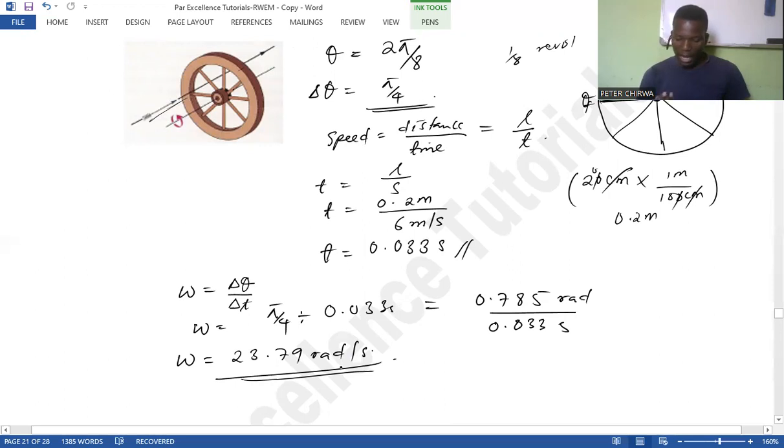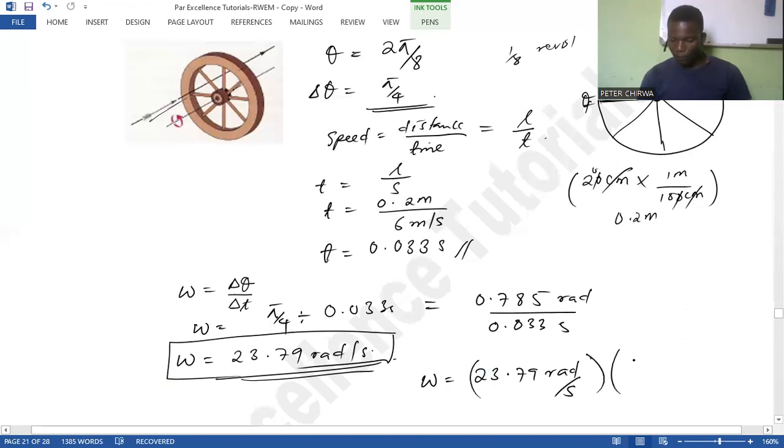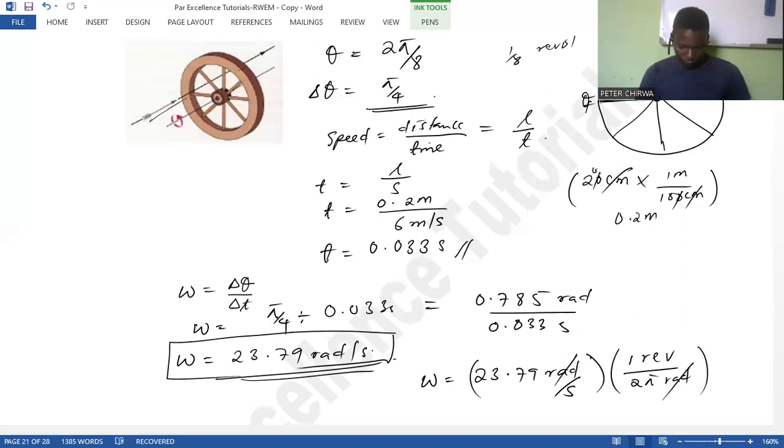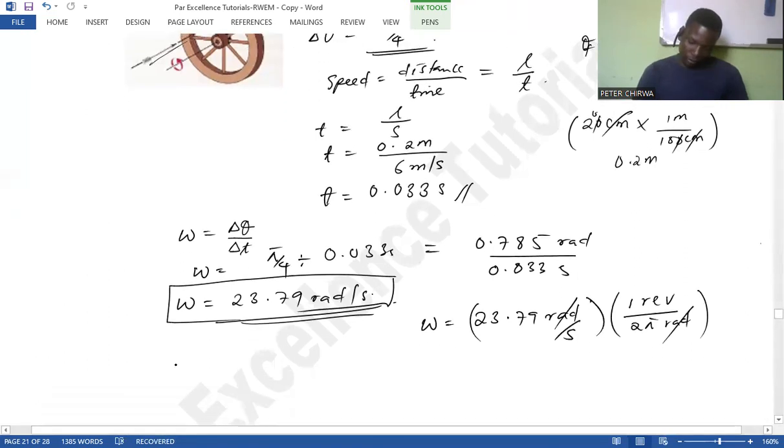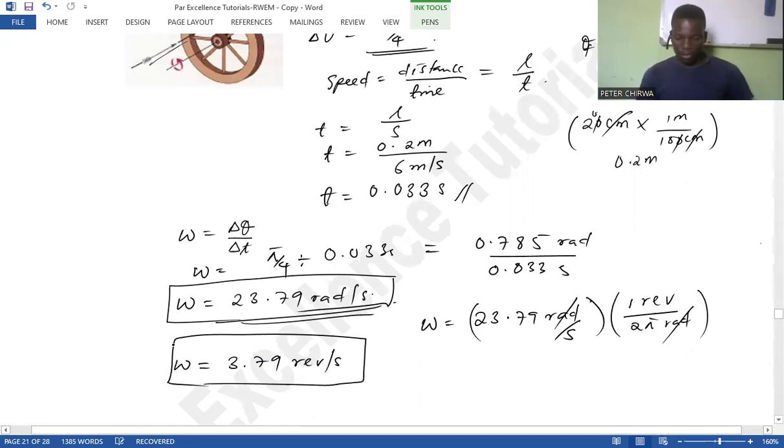All right, so this is in rad per second, and we've been told as well to get the answer also in rev per second. So how do we get that one? It's just by converting this one, of which we know that conversion factor, one revolution is 2 pi rad, right? So that rad and that rad goes. And then we're going to have 3.79 rev a second. So this is going to be the angular speed in rev per second.